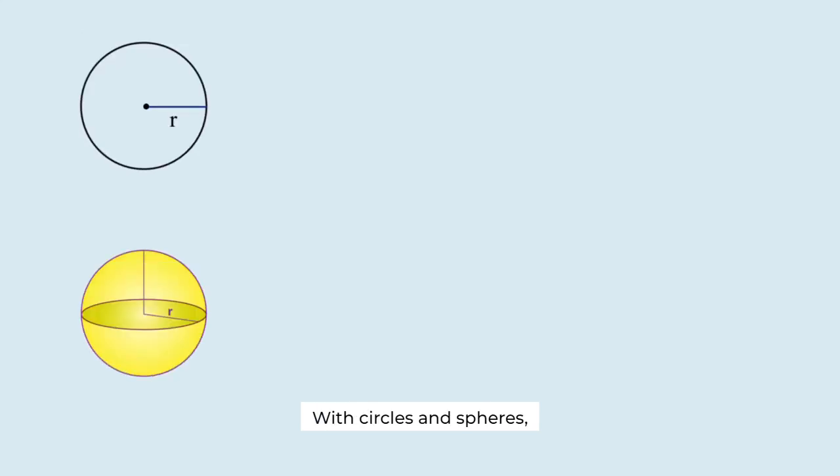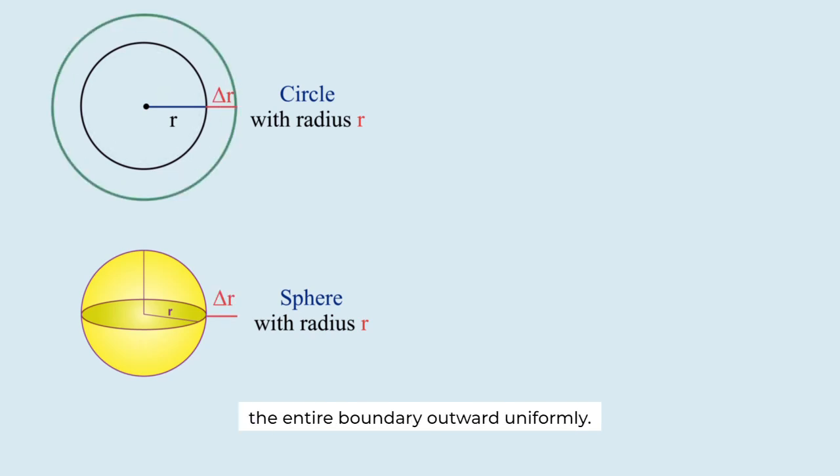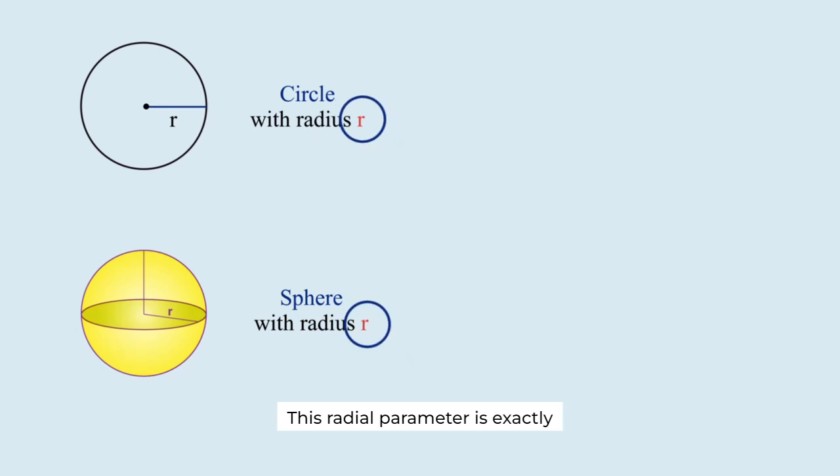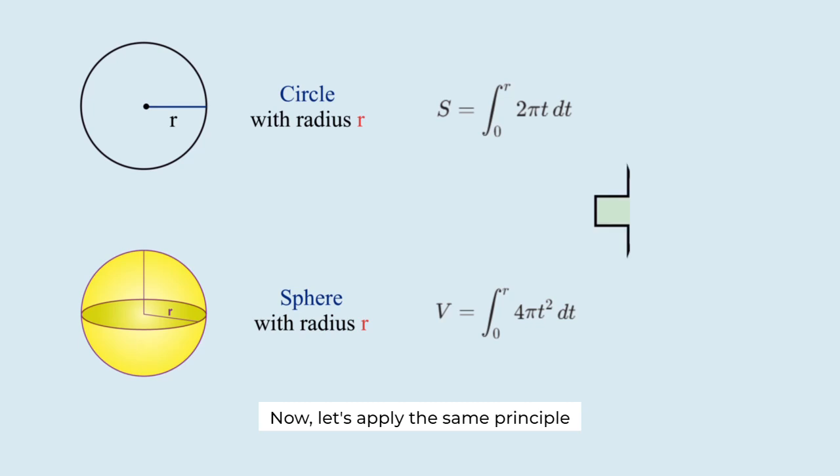With circles and spheres, the shape is naturally described by distance from the center. Every point on the boundary lies at the same distance r, and changing r shifts the entire boundary outward uniformly. This radial parameter is exactly what we integrate over when computing area and volume. Now, let's apply the same principle to a cube.